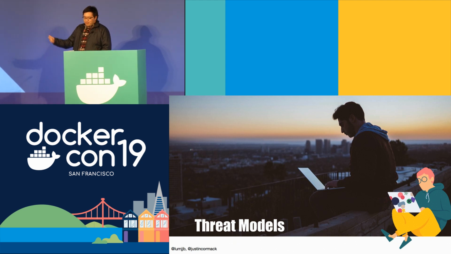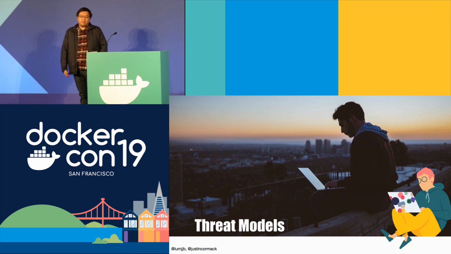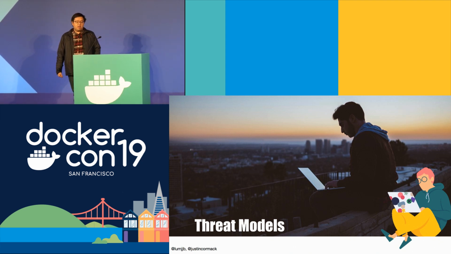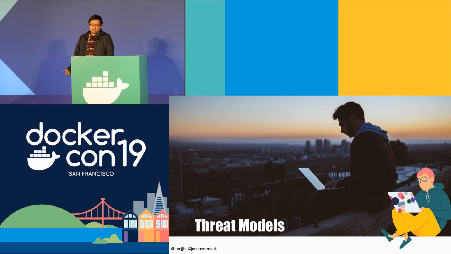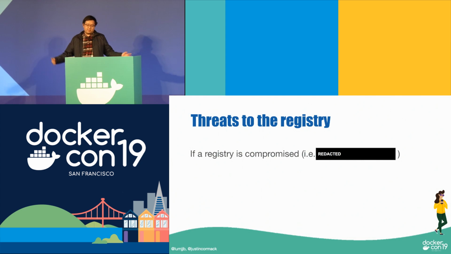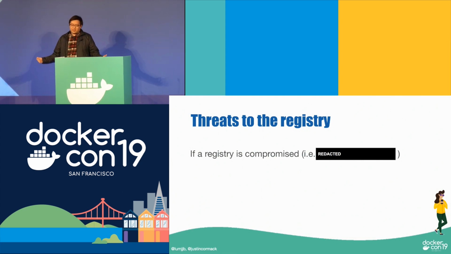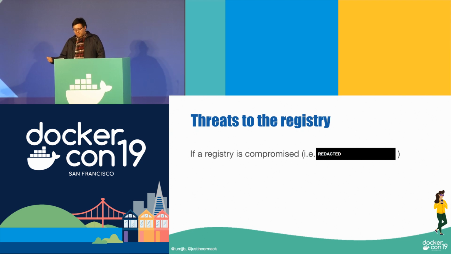The first thing we're going to talk about is threat models, because we're talking about security. And because we're talking about images, naturally, the first thing that we're addressing is the scenario of threats to the registry. So, for example, if your registry gets compromised, if your registry gets hacked, what happens?